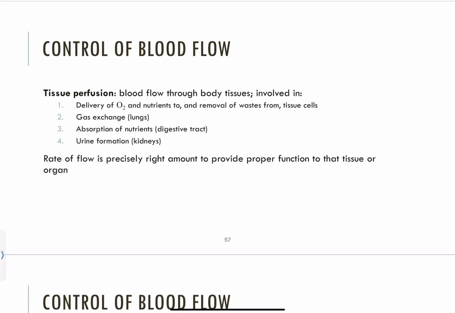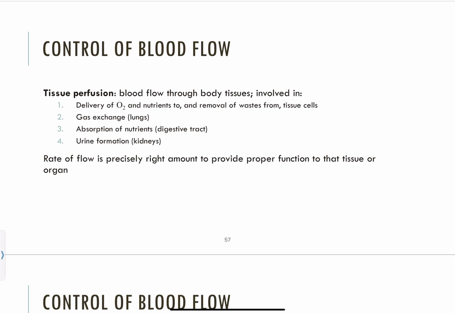In section 9, we're going to talk about blood flow. So basically how your body decides where to send blood and how much blood. The process is known as tissue perfusion. Basically getting the right amount of blood to the right place at the right time.